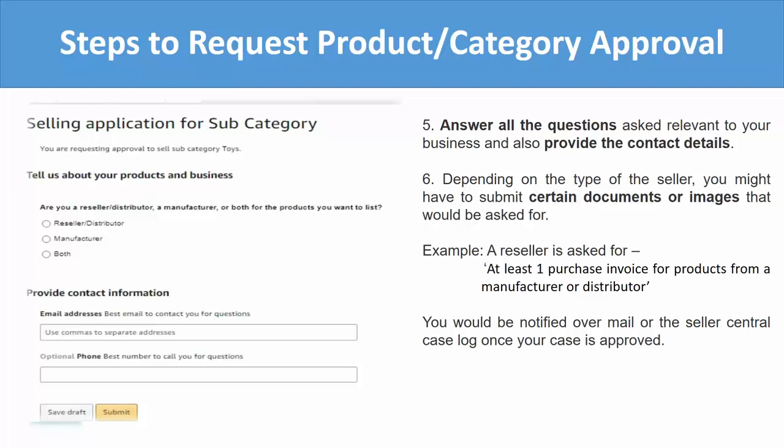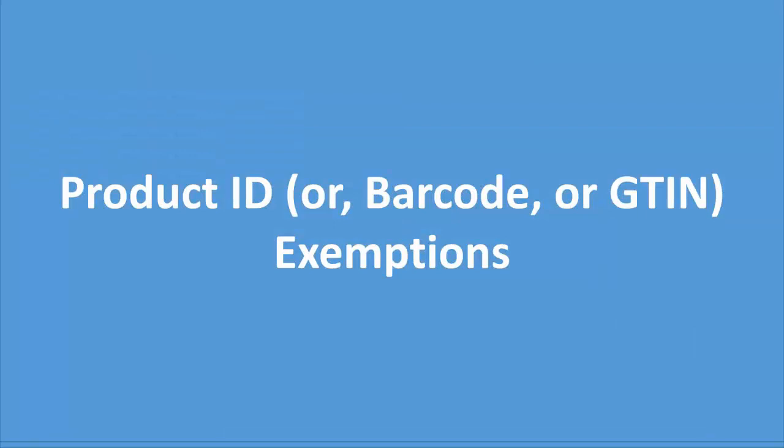Mostly in the reseller or the distributor category, you would require all the invoices and probably the authentication letter from the manufacturer if the category requires it. Not all the categories require it. For manufacturer, you might require different set of documents. These might range from just the live images of the products, or it can go to getting good manufacturing practices certificates, etc. as well. So that's all about the category approval.